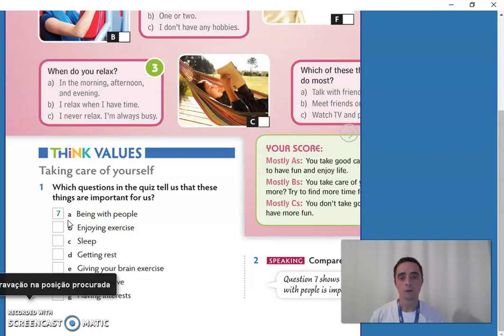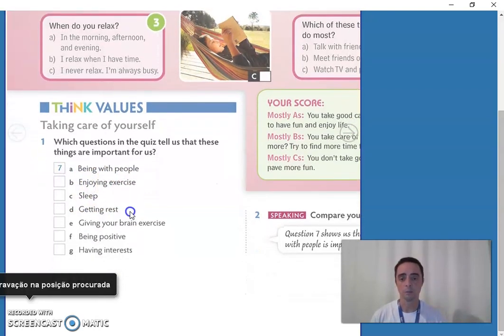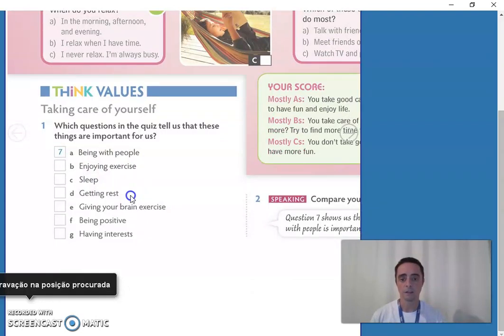I would like you to check the other questions and see what relation you can see with enjoying exercise, sleep, getting rest, giving your brain exercise, being positive and having interests. So take some minutes to associate the questions with the letters from A to G.